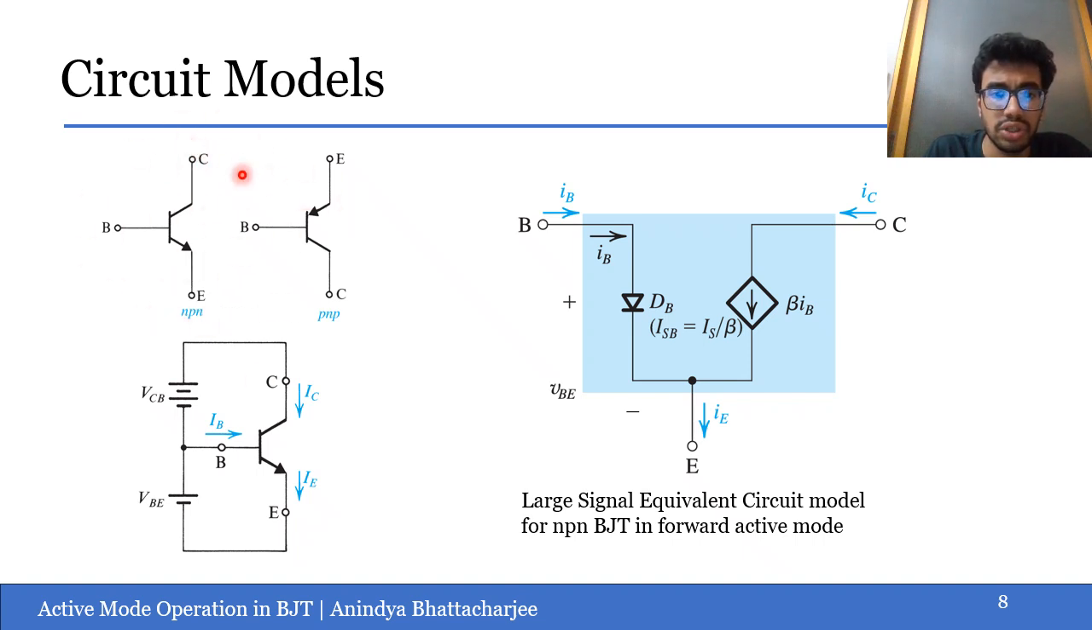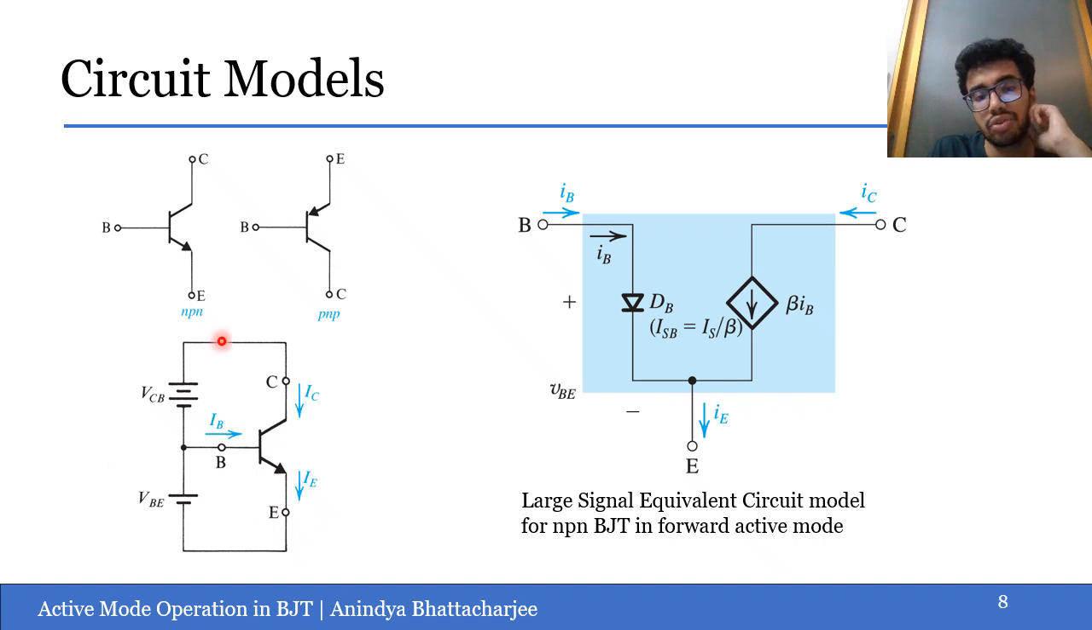Now, if we look at the circuit models, here we see a bipolar junction transistor. Both of them are bipolar junction transistors. There are 3 terminals: emitter, base, and collector. How do we identify the emitter terminal? The emitter terminal should typically have an arrow associated with it. If the arrow is coming out of the base terminal, it's an NPN BJT model, and if it is going into the base terminal, it's a PNP BJT model.